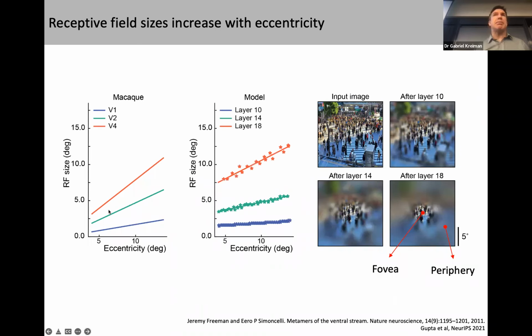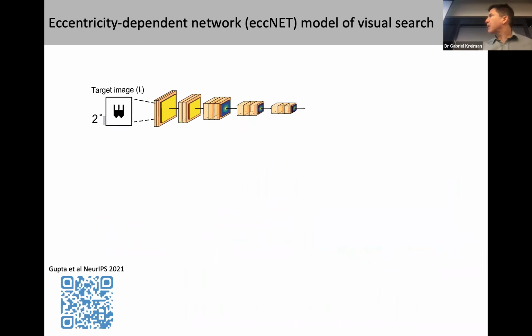So now this is the receptive field size of units in the computational model after incorporating this eccentricity dependent sampling. You have different layers of the model, in particular layers 10, 14, and 18. Within a layer, there's an increase in the receptive field size as a function of eccentricity. Across different layers, there's also an increase in the receptive field size. This is basically taking the same architectures, but instead of uniform sampling, having eccentricity dependent sampling.